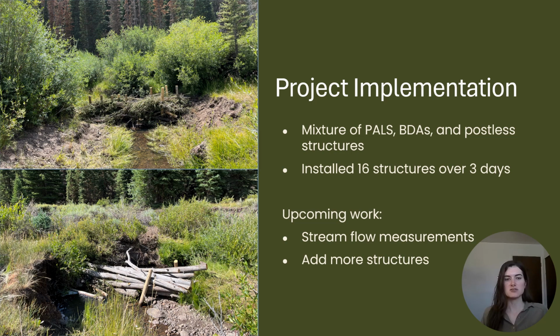The top photo is a channel spanning BDA. The goal was to slow water through the incised stream section, reconnect it to the floodplain, and catch sediment. The bottom photo was a bank-attached, post-assisted log structure. This was to act as a bank blaster to erode it down and accelerate lateral widening.